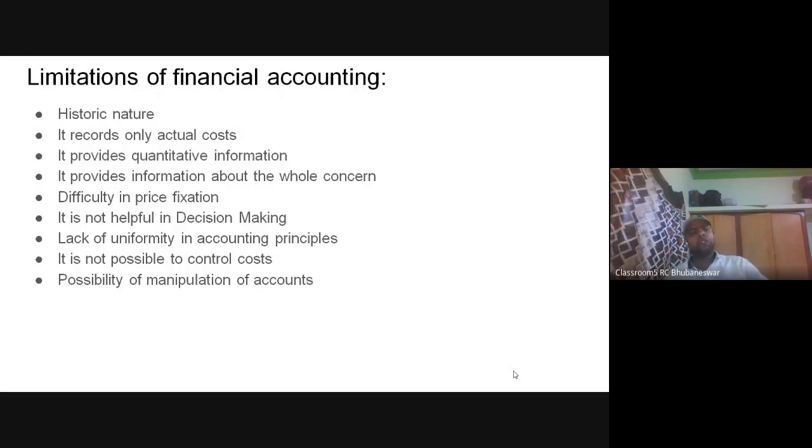Okay, next, lack of uniformity in accounting principles. In accounting, we have different principles. We will discuss that one under our concepts. So there is no uniformity in the accounting principles. So there are deviations, it is existing. Then it is also possible to control cost through the help of this financial accounting.